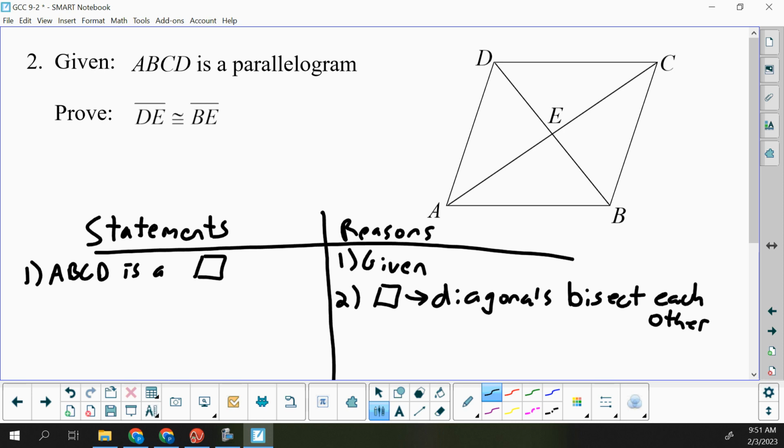So over on the left, we just want to say which things bisect each other. So we'll name the diagonals. We've got DB and AC bisect each other.